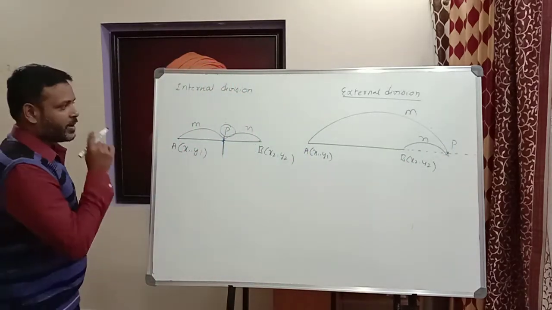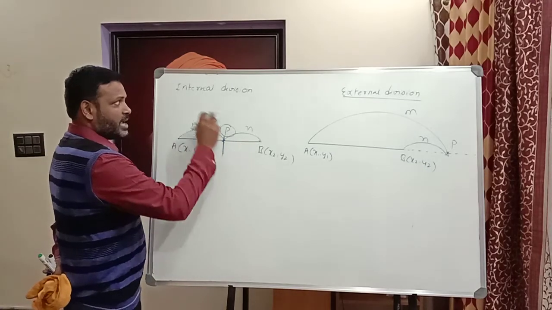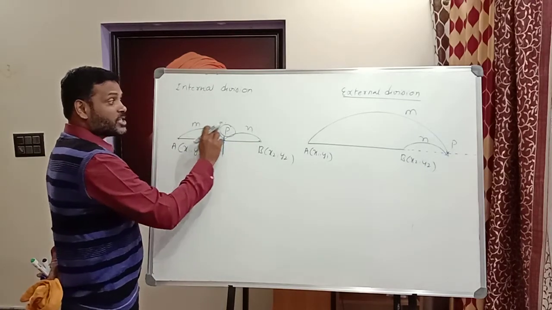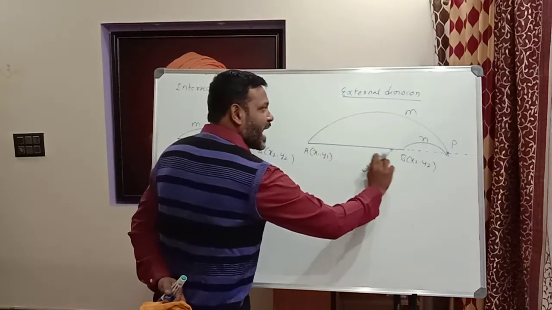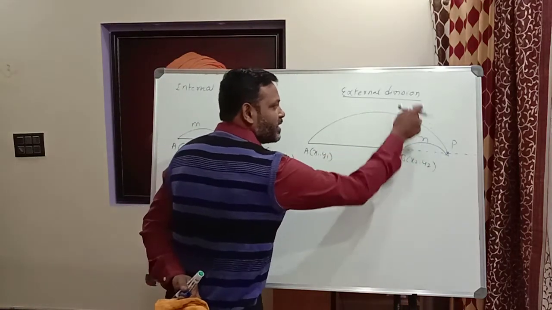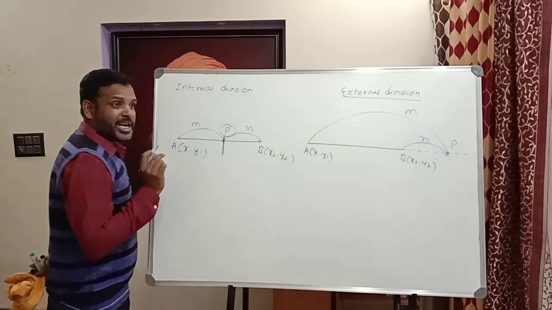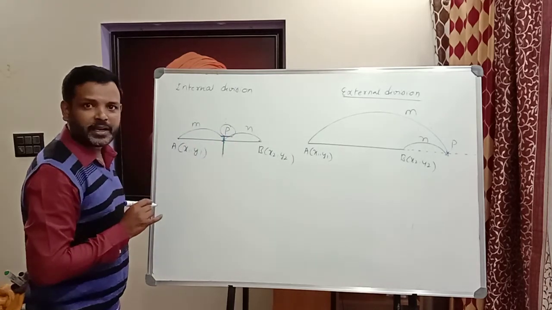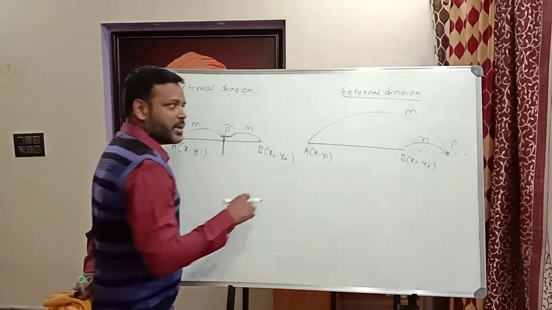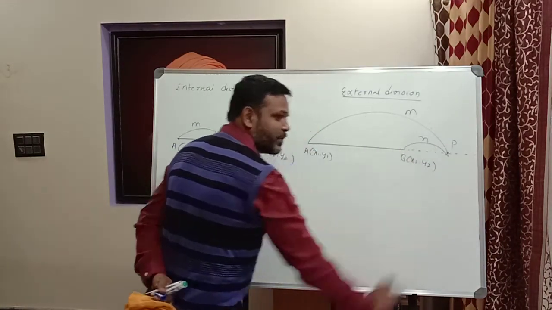Finally, to conclude: let the point P divide the line AB internally in the ratio M is to N. Here the point P divides the line AB externally in the ratio M is to N. Then we need to know the point of division. Here, what is the point of division? P. It is the point of internal division. Here also, the point of division is P, where it is an external division.